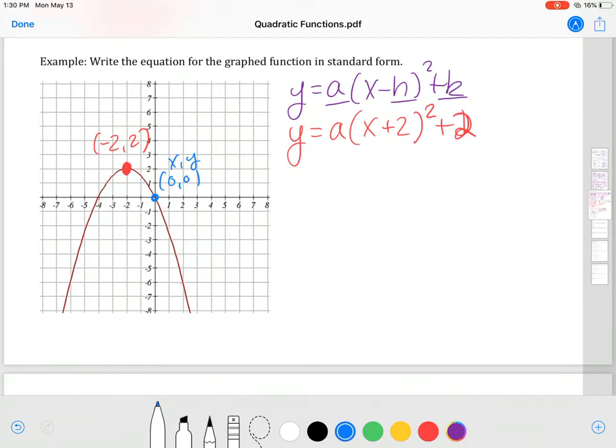But I could have picked this point here. I could have picked this point here. This point here. It doesn't matter which one I pick. I just got to pick one off the graph. I'm just picking the origin because it will make the arithmetic easier. So I'm going to plug in 0 for x and y.